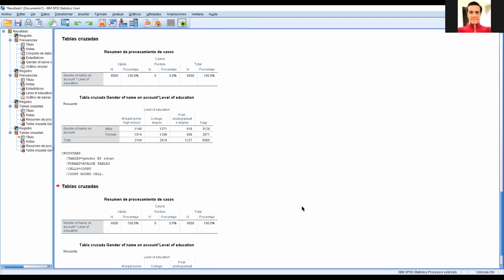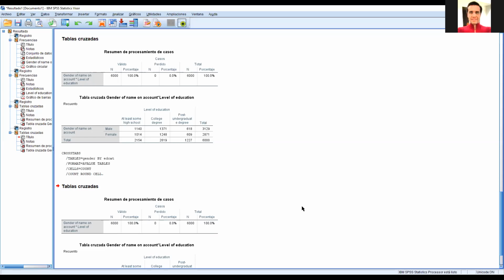Okay, so right there. Who can tell me how many women have a post-undergraduate degree? 609, that's it. Perfect. How many male had only at least some high school? 1,140. Exactly. It seems that males have more at least some high school, and more post-degree. Indeed, they appear more because they are many. We have 3,000. That is why they appear as more in each one of them.